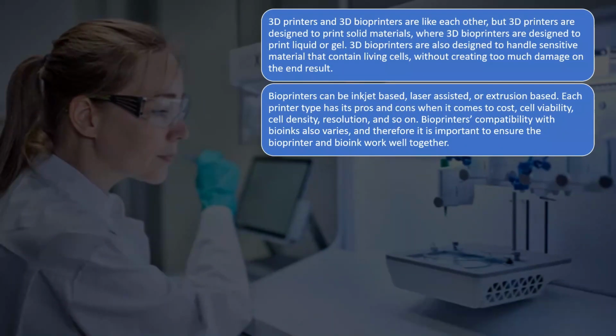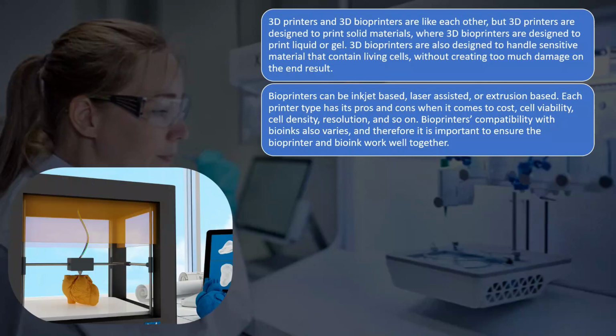3D printers and 3D bioprinters are like each other, but 3D printers are designed to print solid materials, whereas bioprinters are designed to print a liquid or a gel. A bioprinter can be inkjet-based, laser-assisted, or extrusion-based. Each type of printer has its pros and cons when it comes to cost, cell viability, cell density, resolution, and so on. A bioprinter's compatibility with bioinks also varies, and therefore it is important to ensure that the bioprinter and the bioink work well together.